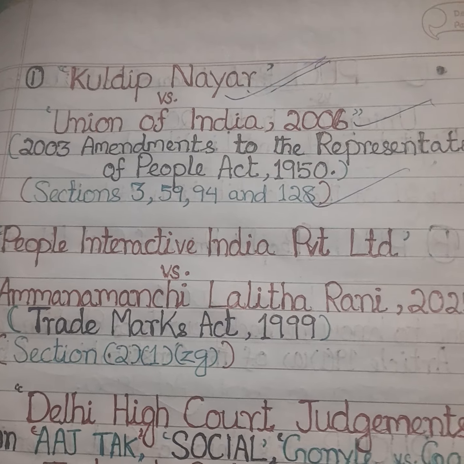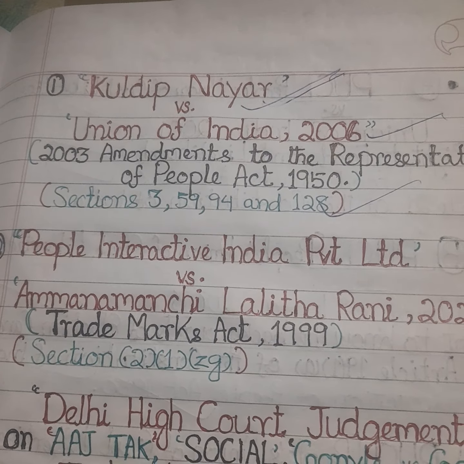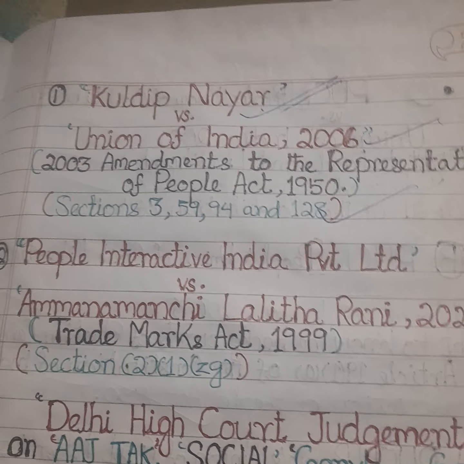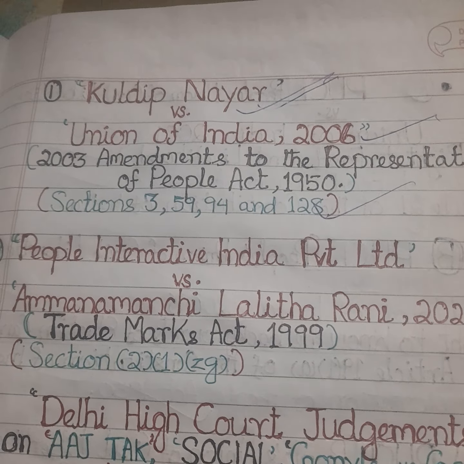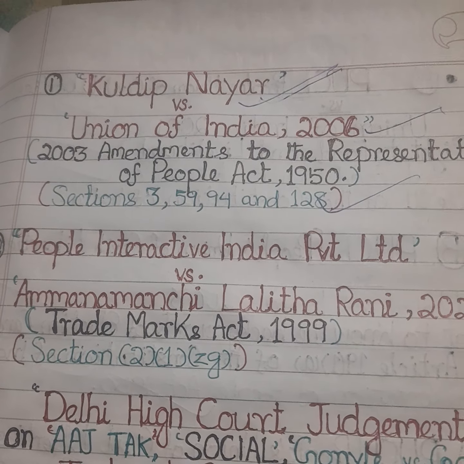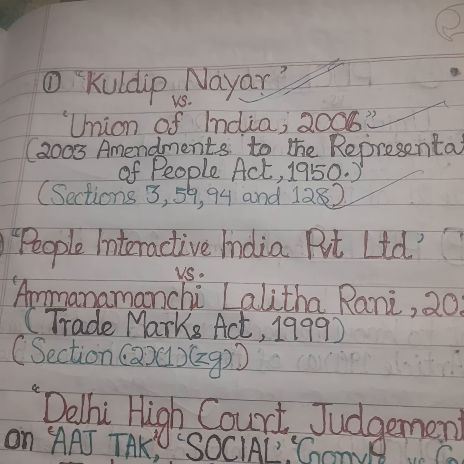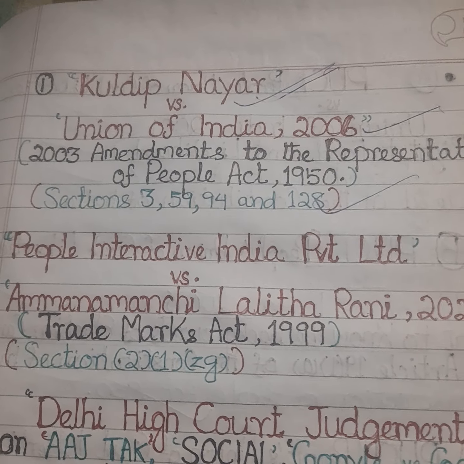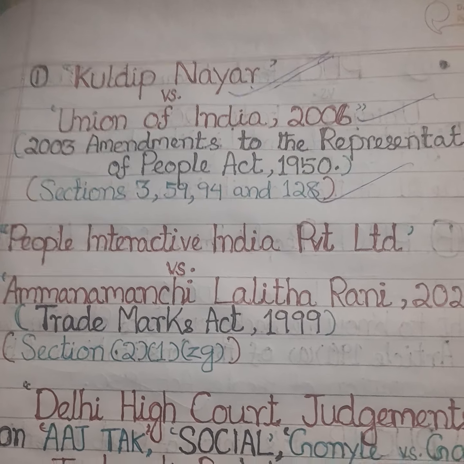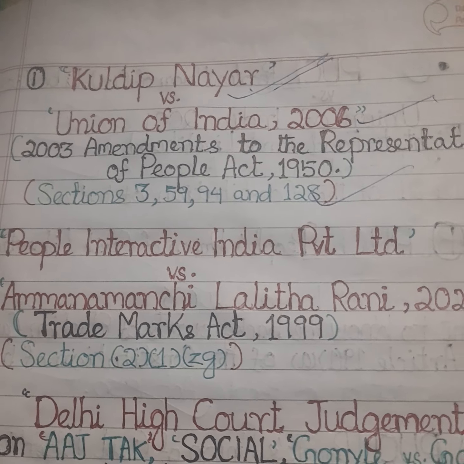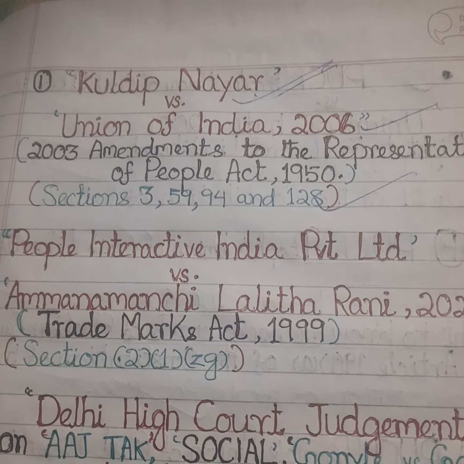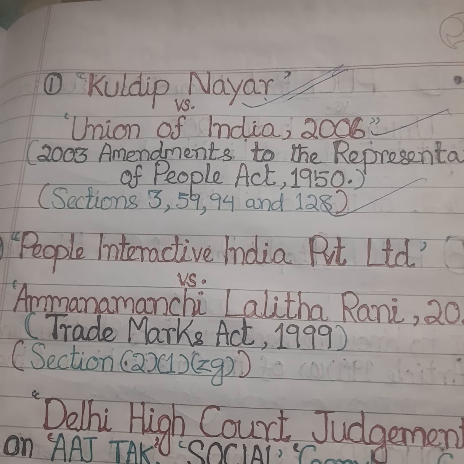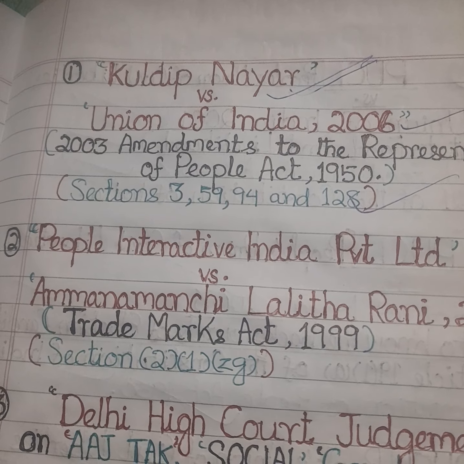According to the petitioner, Kuldip Nayar, the amendment made under Section 3 of the Representation of People Act in 2003 violates the principle of federalism, which is a part of the basic structure of the Constitution, as it was decided in the landmark judgment Keshavananda Bharati versus State of Kerala in 1973.